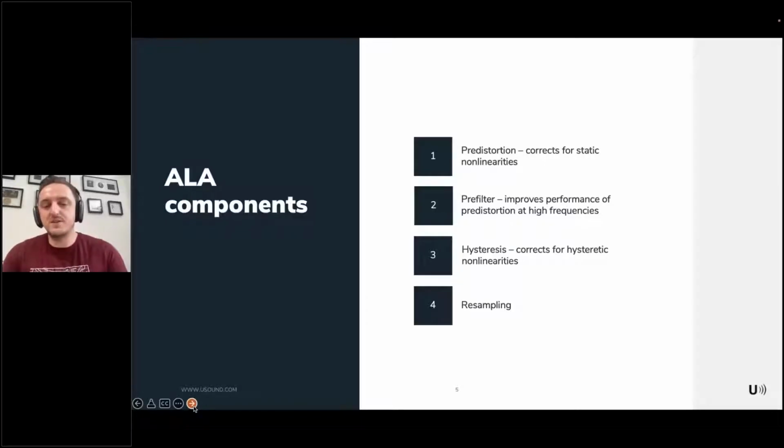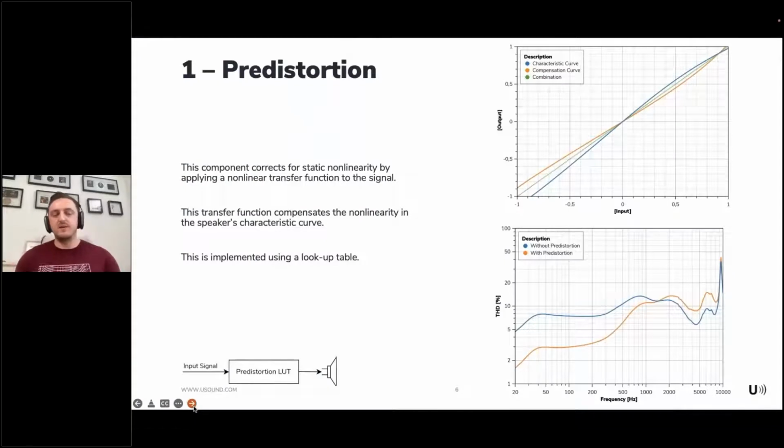So the active linearization algorithm has 3 main components that are responsible for reducing the distortion, or compensating for the nonlinearity, followed by a resampling component. The first and main component is the predistortion block. This component corrects for the static nonlinearity by applying the nonlinear transfer function. This is the same graph that we saw before. So we characterize the nonlinearity of the speaker, we characterize the characteristic curve, and by applying a transfer function that is essentially the inverse of that characteristic curve, we can compensate for those static nonlinearities. This is very easily implemented using a simple lookup table.